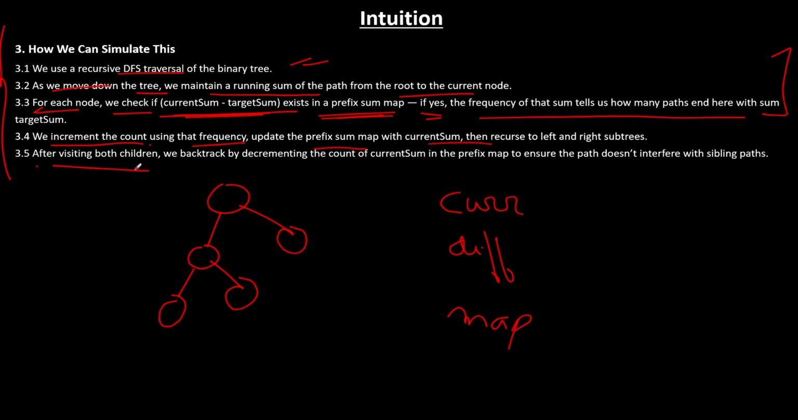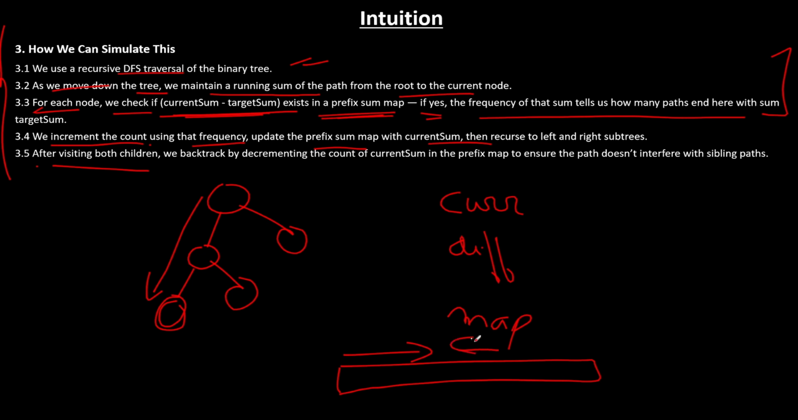And after visiting both the children, here is one catch. Suppose you have traversed this path. Since an array is a linear data structure, a 1D array, you are moving only in one direction. There is nothing to come back to. But in a tree, if you come here, then you might have to go back and come in this direction.